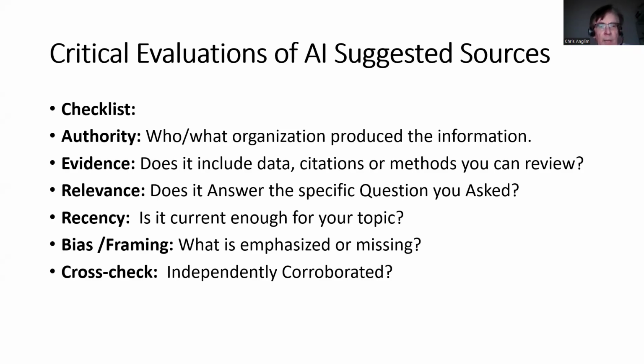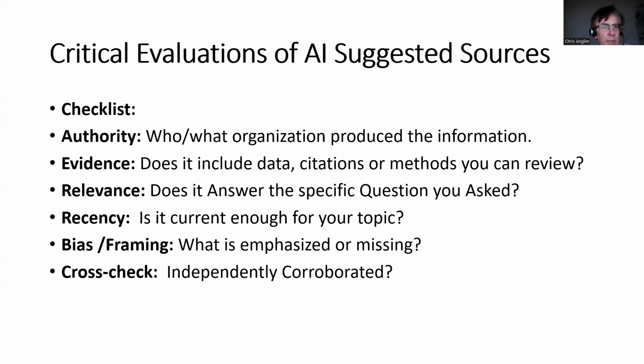Bias or framing: what is emphasized or what is missing in your particular source, make a note of that and also let your reader know, particularly if there's something glaring that is either emphasized or missing, and also what the perspective is of the particular writer on this issue. Cross-checking: make sure that your work is independently corroborated.